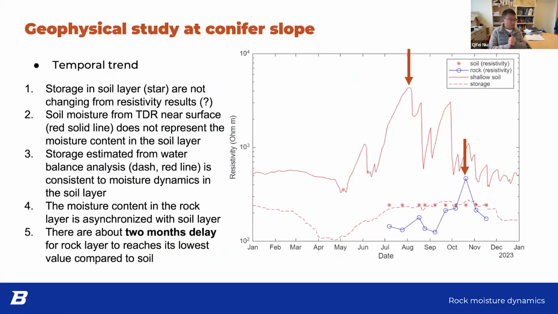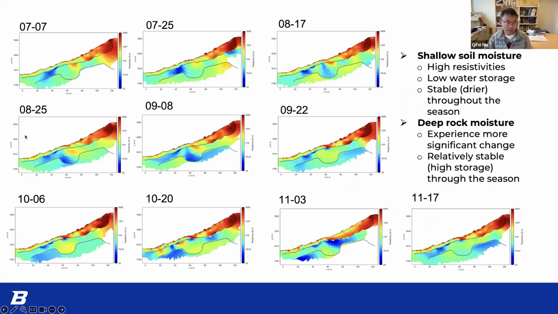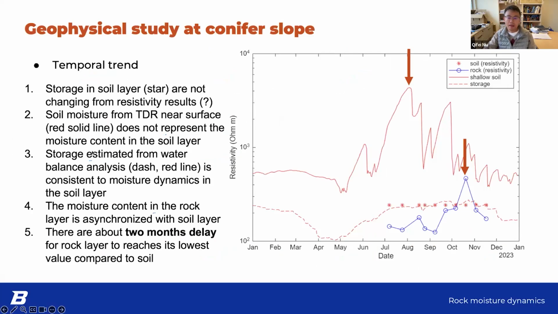We tried to analyze the temporal trend, and what we did was calculate the average soil resistivity and also the average rock resistivity. In the soil region, we calculated the average resistivity over time, and also for the rock layer. The star is the soil resistivity, and you can see these stars are very stable over time. The blue circle line is the rock resistivity in the rock layer, and you can see it changes quite a lot over time.